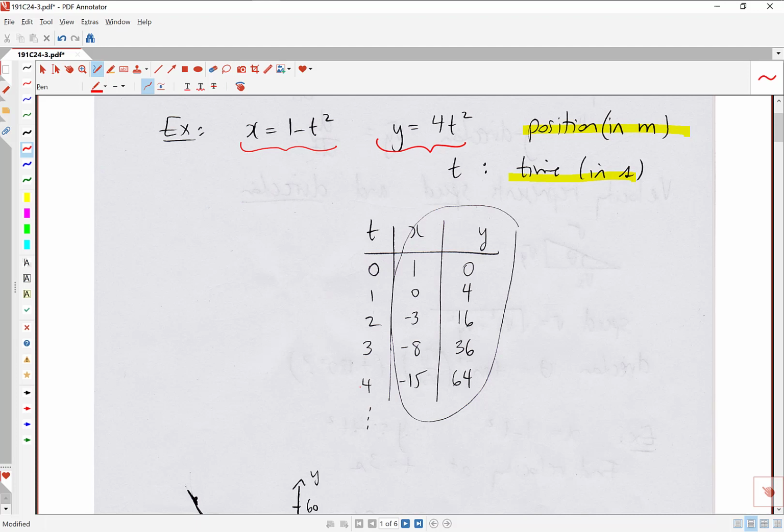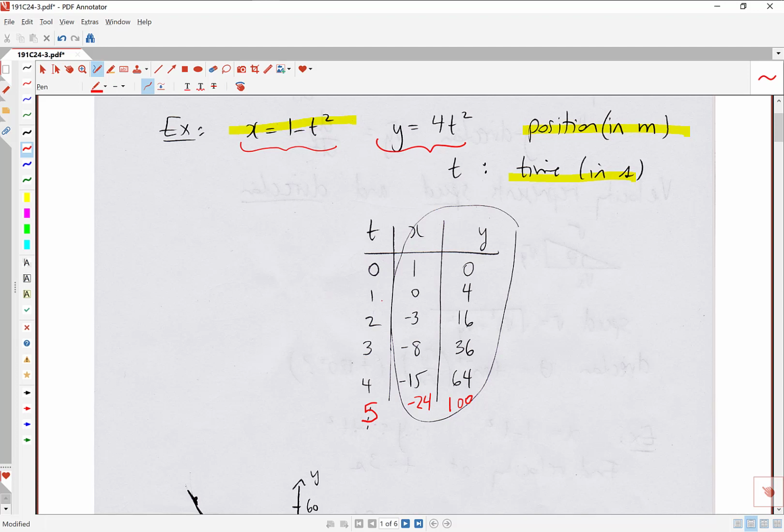So let me just add a little bit of detail to the bottom of this table, just so we can see how we would calculate a typical position. So let's say we want to know where the object is at 5 seconds. So we'd say, okay, t equals 5, we'd plug that into our formula for x. So we'd have 1 minus 25 would be negative 24. That's our x position at time equals 5. And then at t equals 5, plug into the y. So we'd have 4 times 25, which is 100. In a similar way, you could get a position at time 0, time 1, time 2, etc.